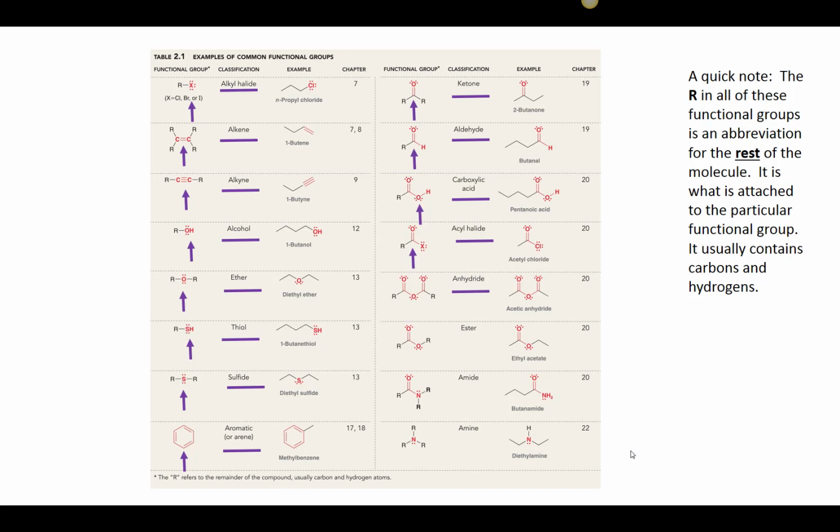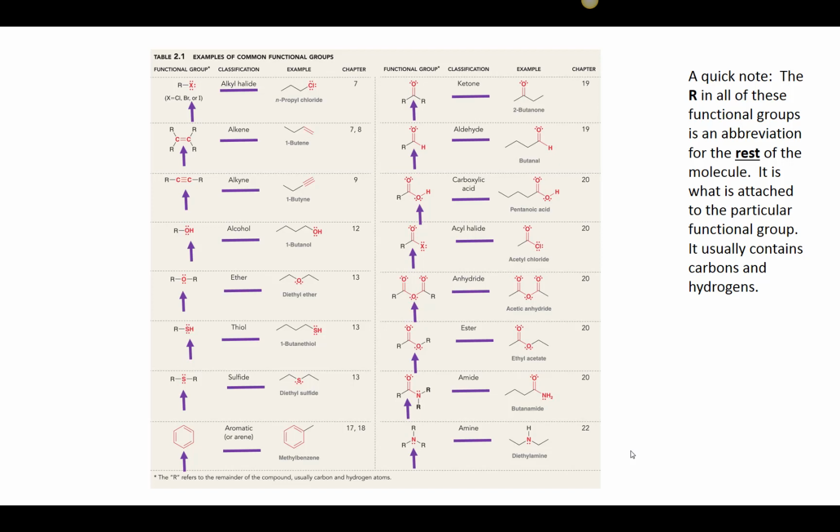An anhydride, oxygen, two double bond oxygens. Probably won't deal with anhydrides very much. An ester, instead of like a carboxylic acid where there's an OH, there's an R attached, something else. An amide, double bond oxygen and a nitrogen, and more importantly, an amine. An amine has a nitrogen attached to three carbons.